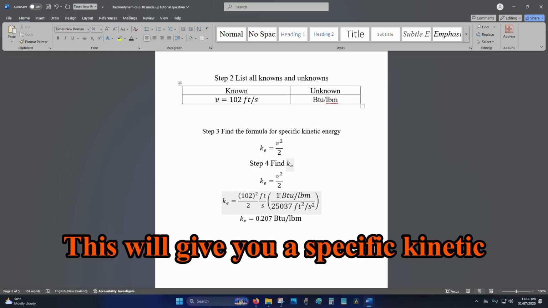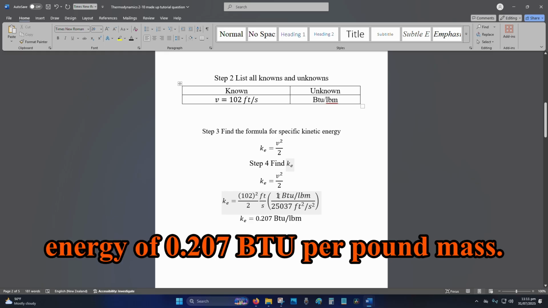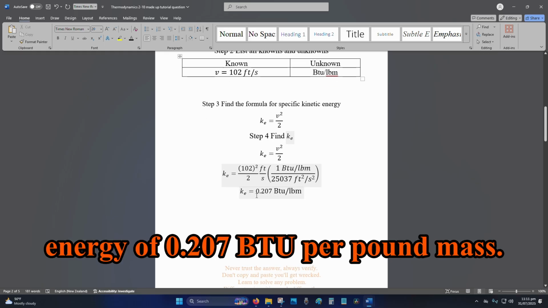This will give you a specific kinetic energy of 0.207 British thermal units per pound mass.